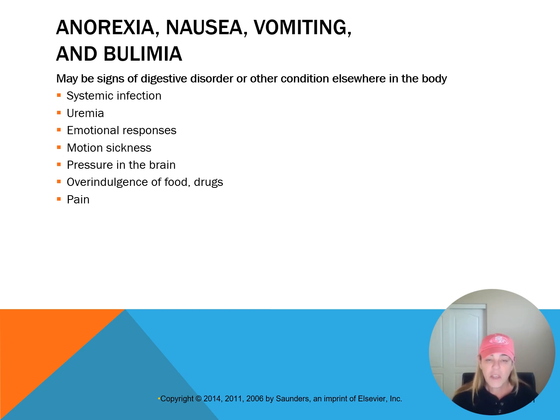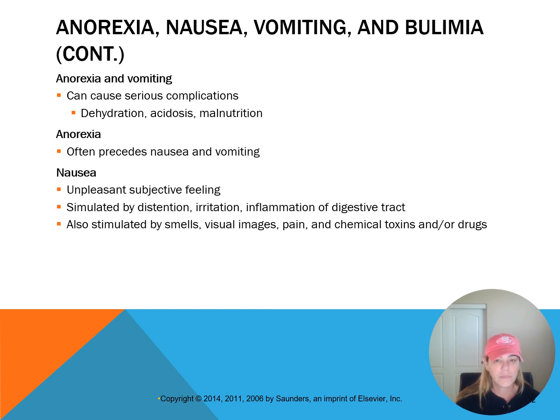Uremia, you can have emotional responses. Your digestive system is linked to your emotions, so you can have some emotional responses to digestive disorders. Motion sickness, pressure in the brain also. So if you have high pressures in the brain, that will cause you to be nauseous and vomit. Overindulgence of food and drugs, and also pain. Pain is definitely an indication of a digestive disorder. It can be gastritis or something worse.